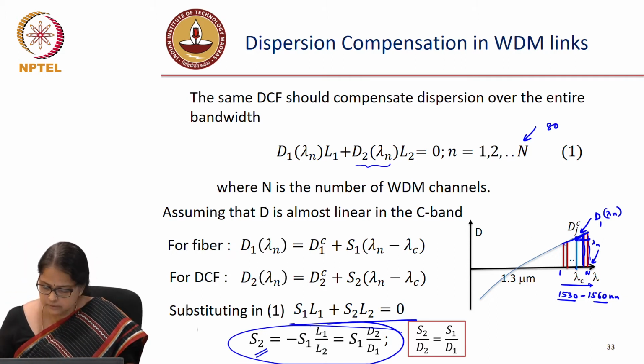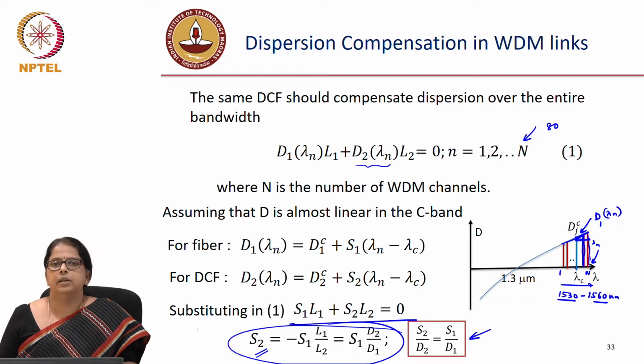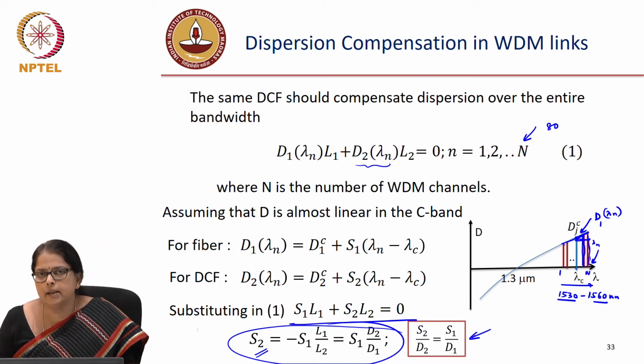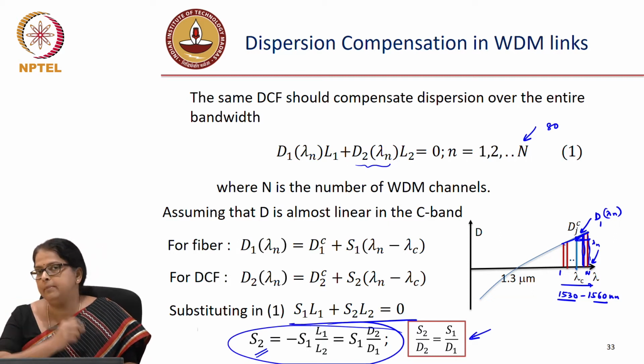So this also gives you a nice relation: S2 by D2 is S1 by D1. So if we can satisfy this relation, the dispersion compensation for a WDM link can be carried out simultaneously with the same DCF.